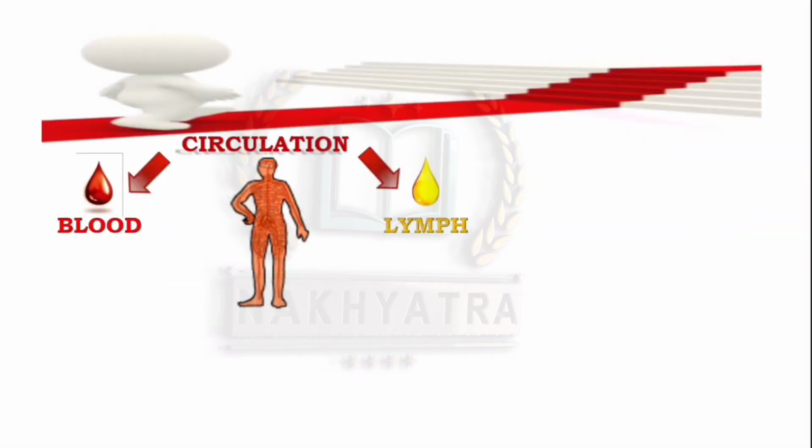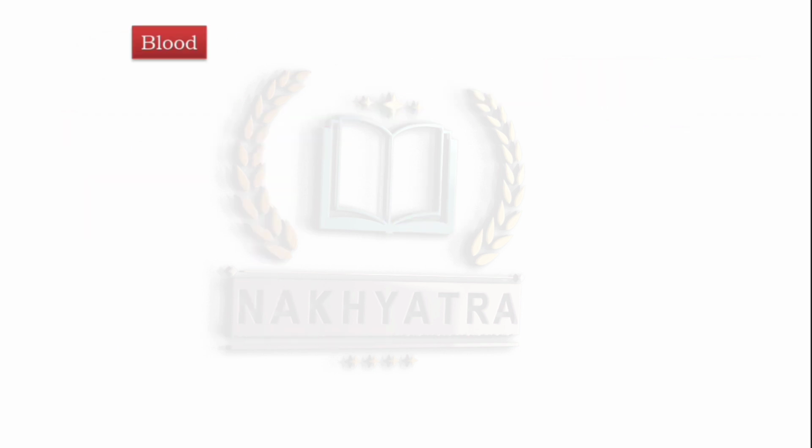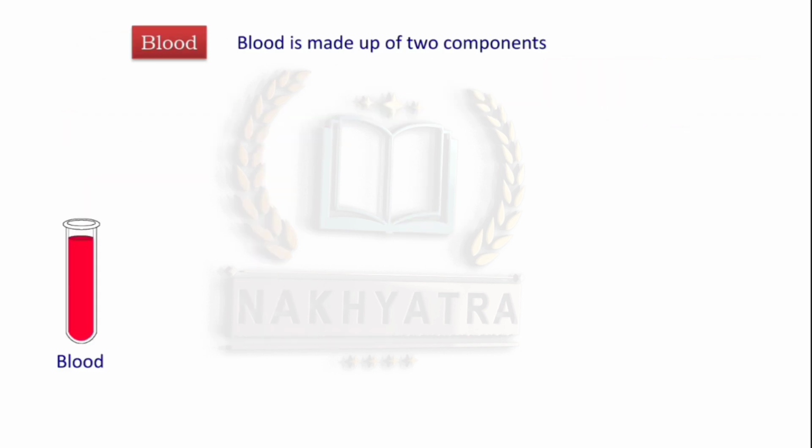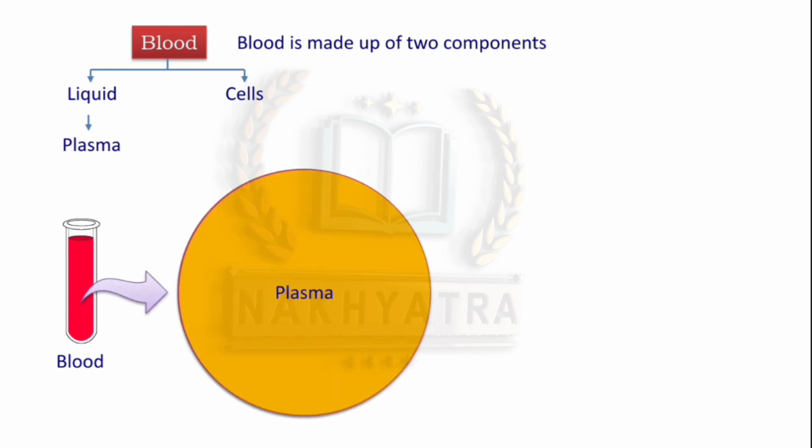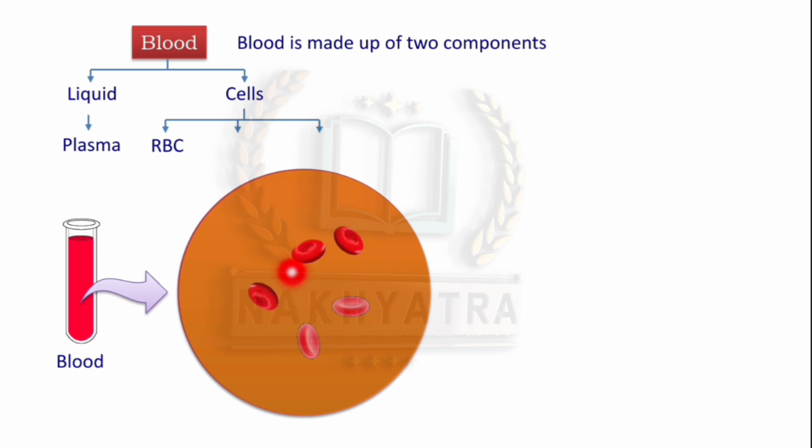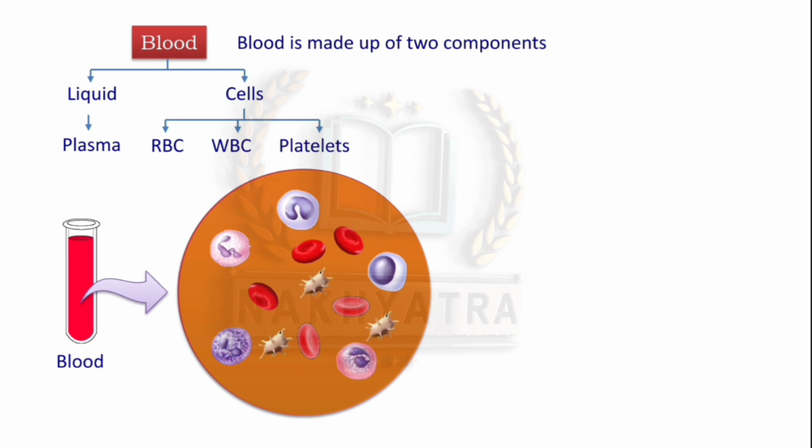So circulation has blood and lymph. Now let us learn about lymph. Blood is made up of two components: liquid and cells. The liquid is plasma, and the cells are RBC, the red blood cells, WBC, the white blood cells, and the platelets.